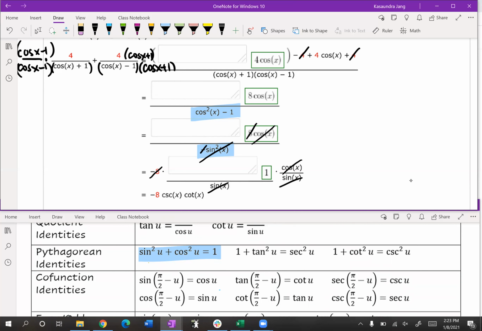And to check and make sure we got it right, let's see if this simplifies down to their final answer. Their final answer was negative 8 cosecant. So 1 over sine is cosecant. All right, that's good. And then cosine over sine is cotangent. Okay, so yeah, it does get us to where they ended up.